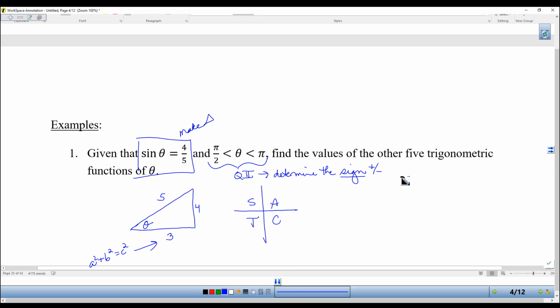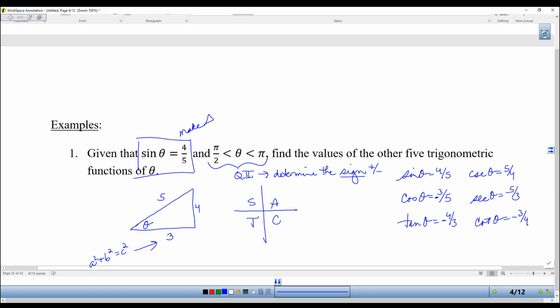So let's see, we have sine. I know, I'm just going to rewrite it. It seems a little silly, but then it's really easy to do. And cosecant, which is 5 over 4. And then cosine is going to be adjacent over hypotenuse, but I'm in quadrant 2, so it's negative, which means secant is going to be negative 5 over 3. Tangent is opposite over adjacent, but since I'm in quadrant 2, it's negative. And cotangent is going to be negative 3 over 4.